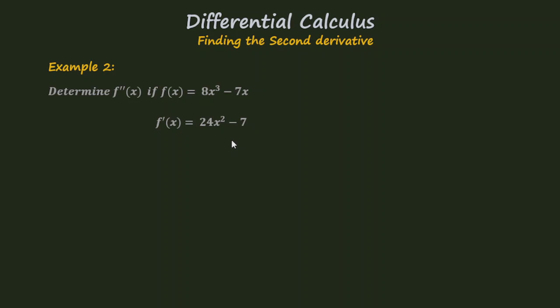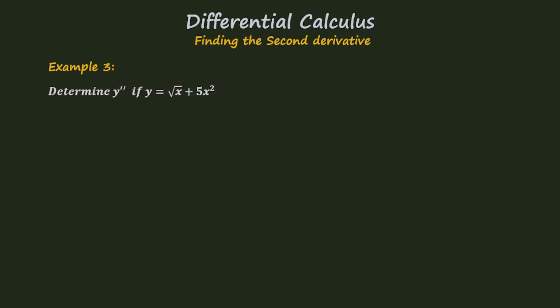Now, I have to derive the first derivative in order to find the second derivative. So finding the derivative of this gives me 48x. Remember, minus 7 is simply a constant, and the derivative of a constant is 0.